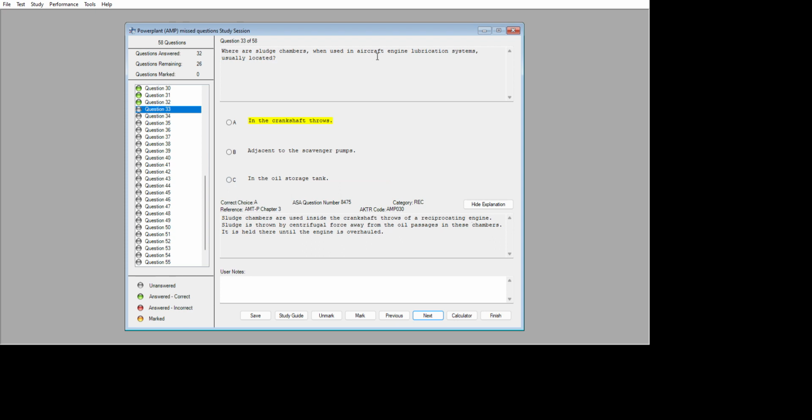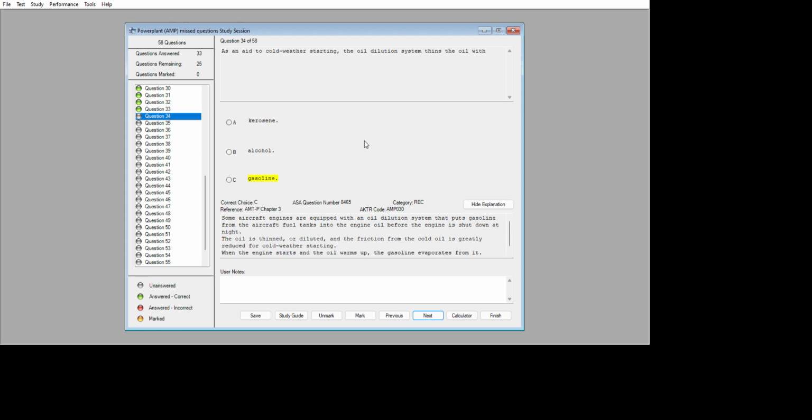Where are sludge chambers, when used in an aircraft engine lubrication system, usually located? In the crankshaft throat. What type of oil system is usually found in turbine engines? Dry sump, pressure, and spray.